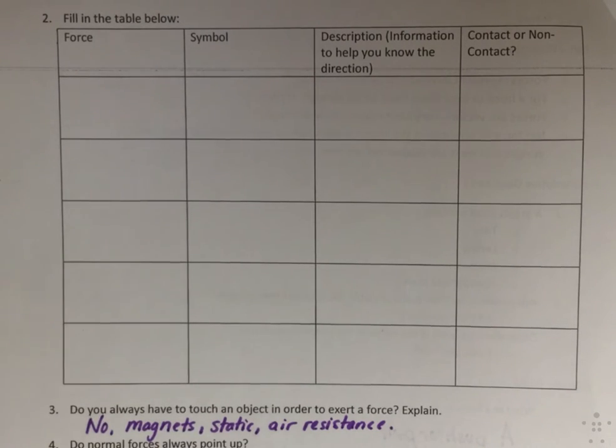And then number 3, do you always have to touch an object in order to exert a force? And explain. No, you do not always have to touch an object. Magnets affect objects without touching them. Static affects objects without touching them. Even air resistance. If I blow on a feather, I can keep it in the air, but I'm not touching it.